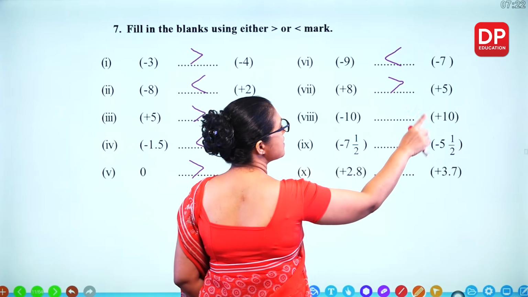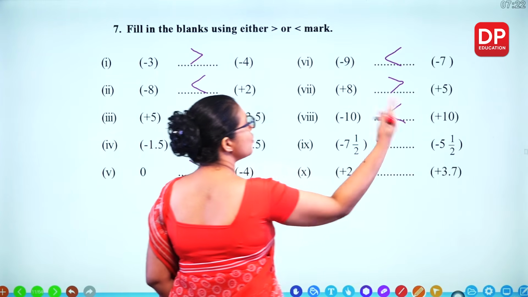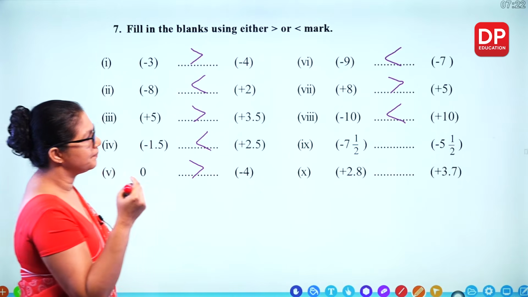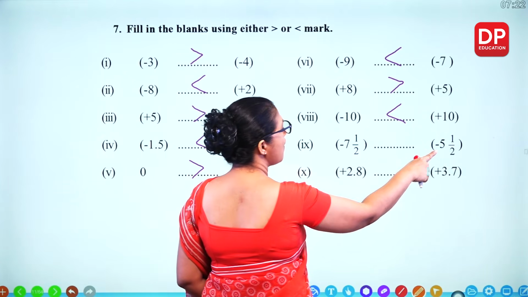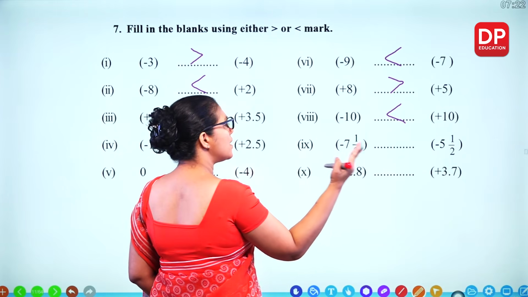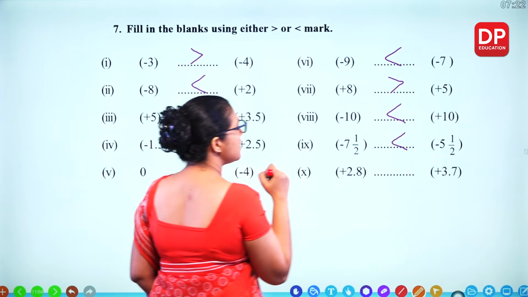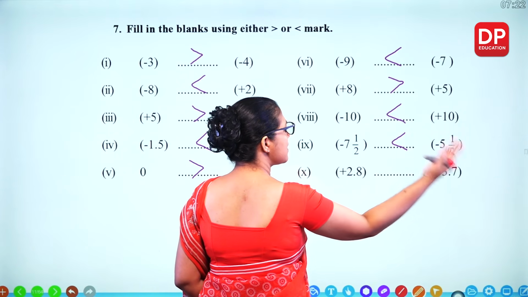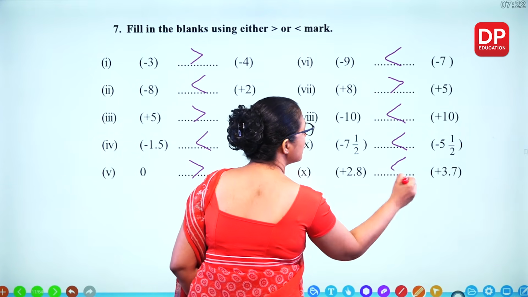Minus 10 and plus 10. 10 is to the right. So you put the crocodile mouth open with the plus 10. Minus 7.5 and minus 5.5. This one, minus 5.5 is towards the right. So you put this sign. 2.10 and 3.7. 3.7 is to the right. You put this one.